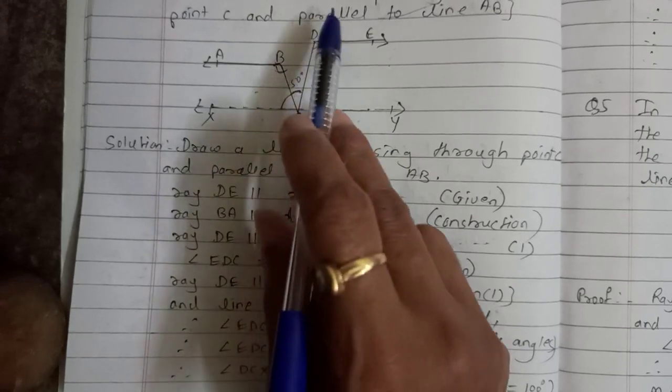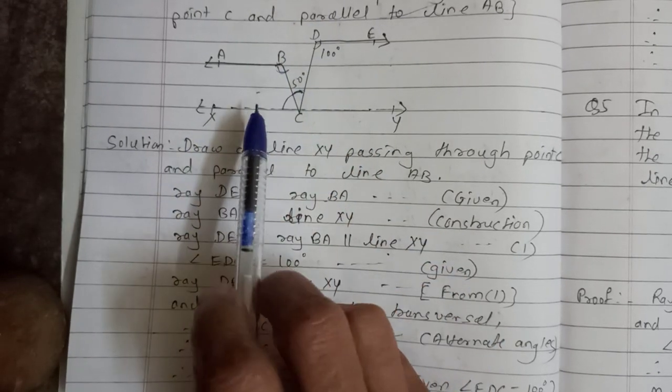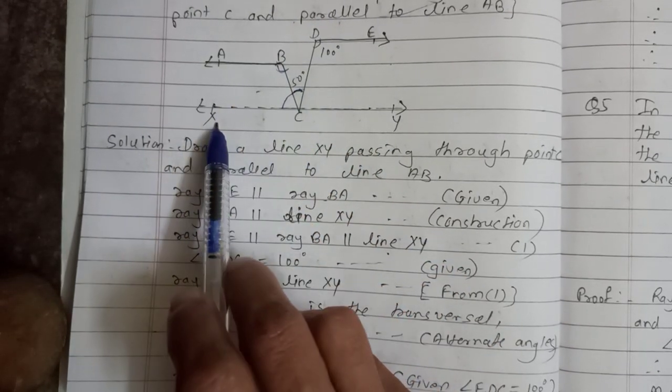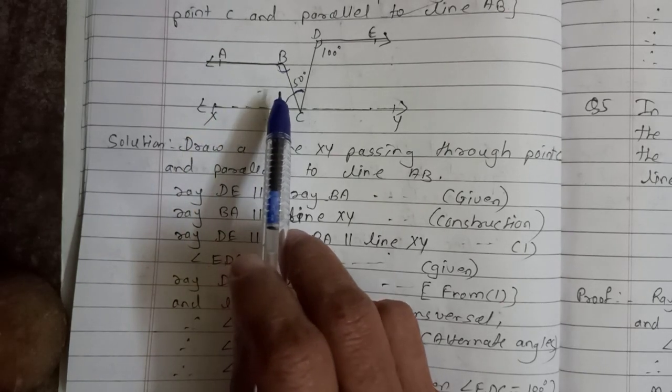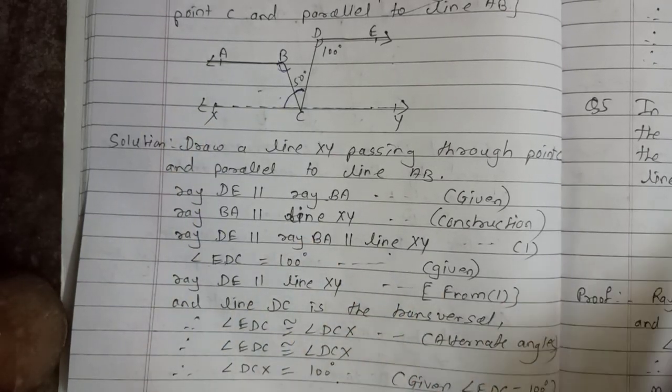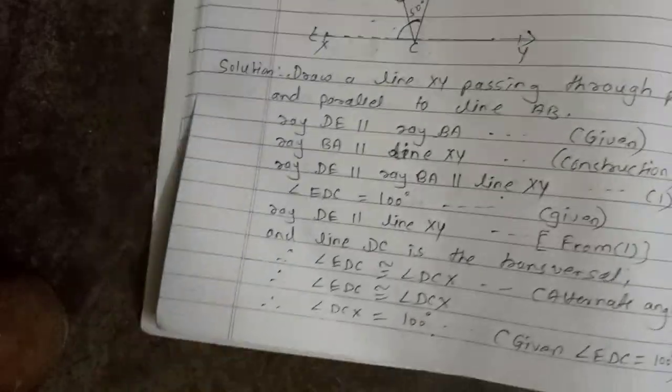In this, angle BCD is 50. Therefore, the remaining angle is BCX, and this angle is also 50 degrees. Now let us see the next proof.